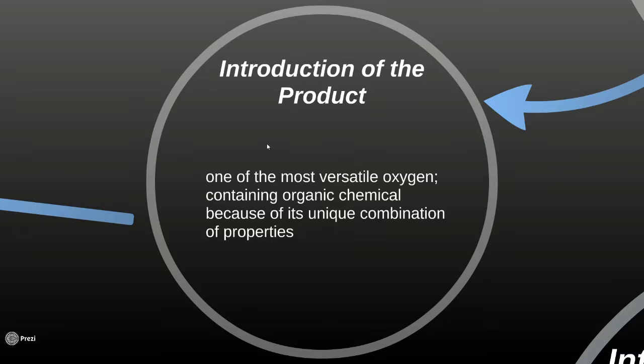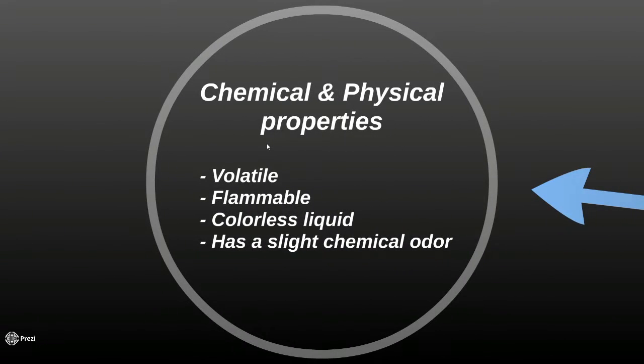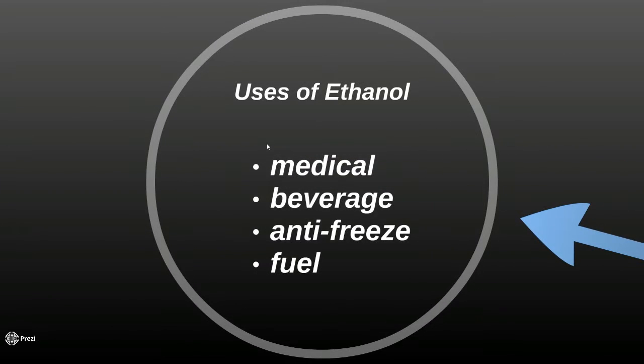Ethanol is an organic chemical with a unique combination of properties. It is volatile, flammable, a colorless liquid, and has a slight chemical odor. It is used in the medical field, as a beverage, antifreeze, and fuel.